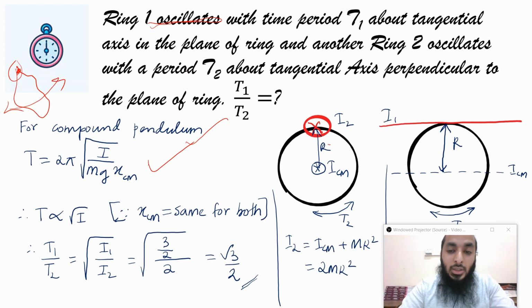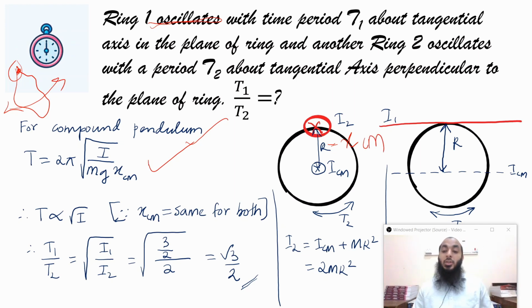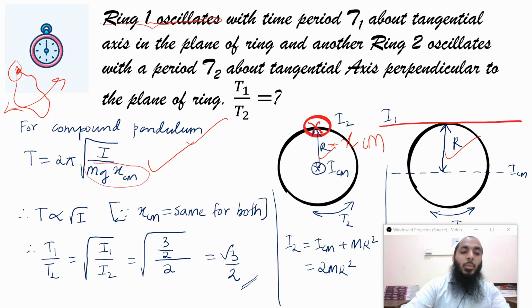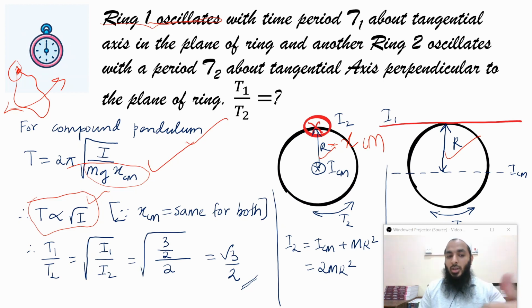So it will be nothing but this. This will be xcm, the distance of the center of mass from the hinge. But we see that the distance of the center of mass is the same for both systems, whether it's ring 1 or ring 2. So that's why this does not matter. We can clearly say time period is directly proportional to root I only, because all these are constants. 2 pi is constant, mass is the same, g, acceleration due to gravity, is constant, and xcm is the same. It is equal to r.